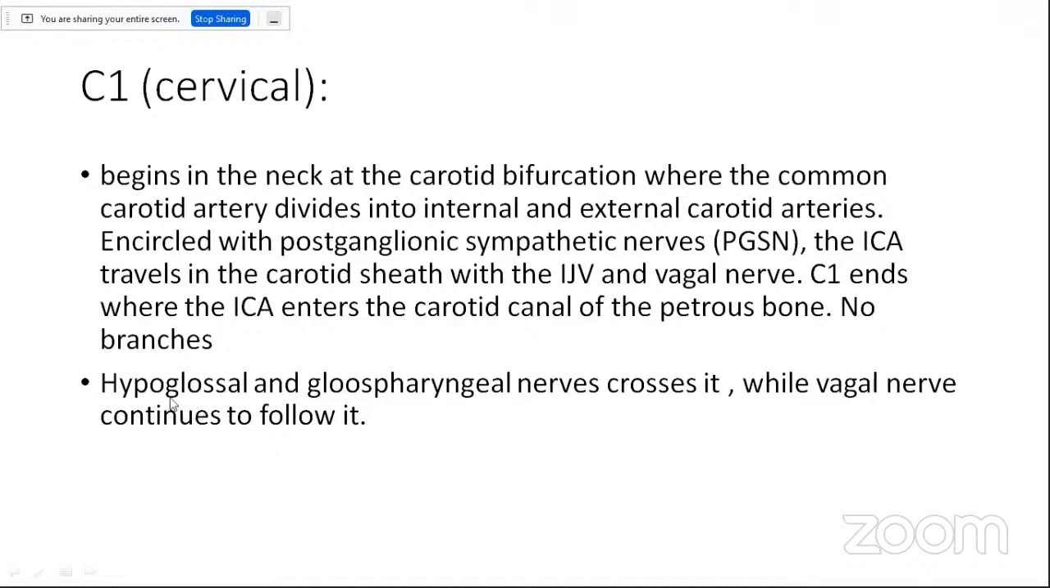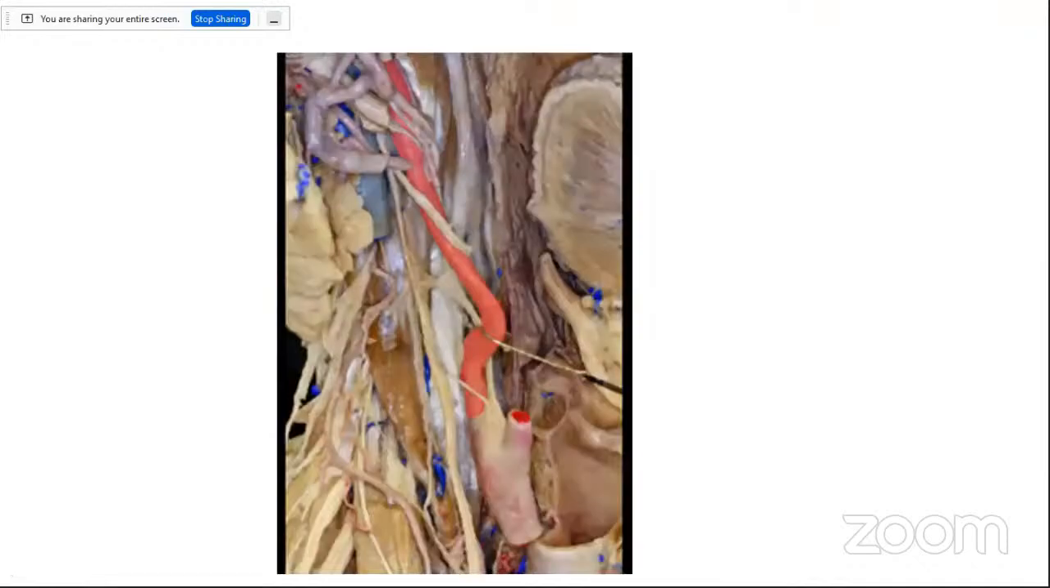However, it is accompanied by the hypoglossal and the glossopharyngeal nerve that crosses it, and the vagus nerve, which continues to follow it within the carotid sheath. So this is the cervical course of the ICA, the common carotid dividing into the external carotid and the internal carotid running along the jugular vein and the vagus nerve within the carotid sheath. It is being crossed by the hypoglossal and the accessory nerves, whereas the vagus nerve follows it along its course.